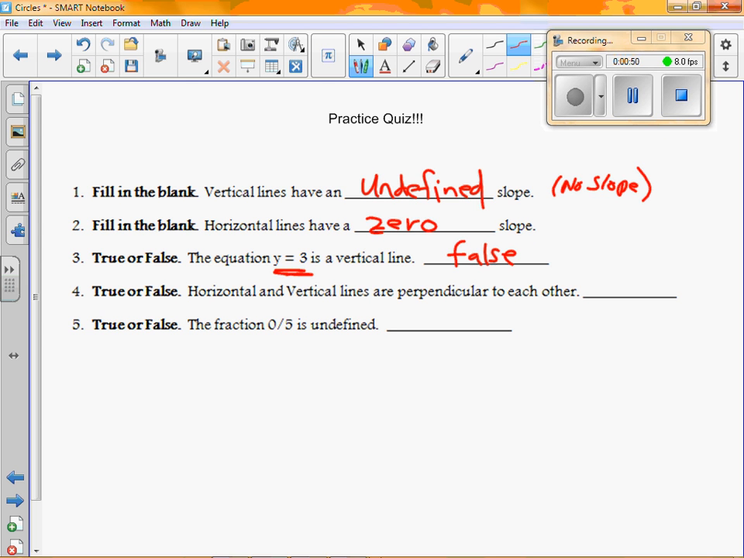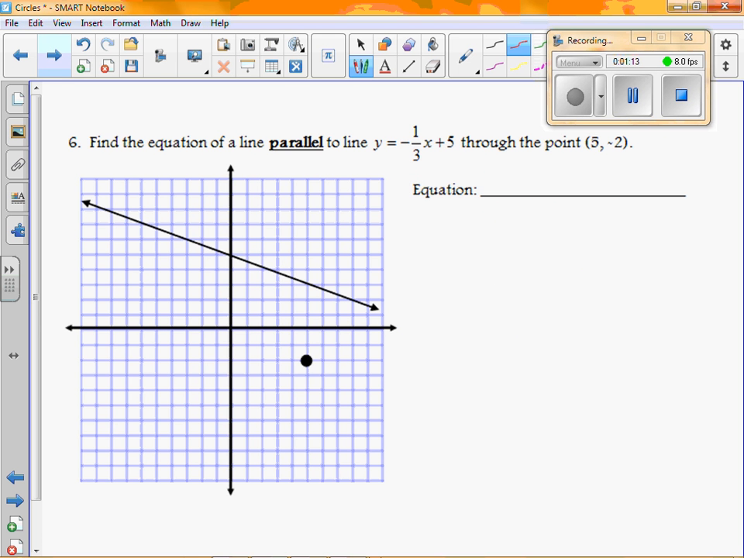True or false, horizontal and vertical are perpendicular, that's true. And then the fraction 0 divided by 5 is undefined, that's false. And that's false because the 0 is on top. 0 divided by 5 is 0. That's like with the horizontal line up there, 0 divided by 5. Okay, I showed you a couple different ways.